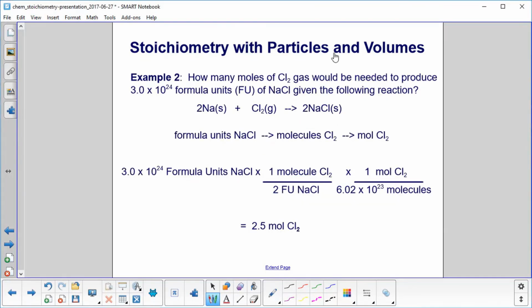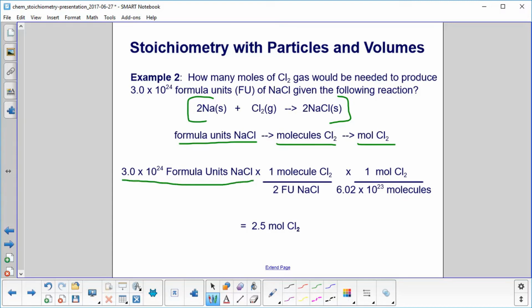Example number 2. How many moles of chlorine gas would be needed to produce 3.0 times 10 to the 24th formula units of sodium chloride given the following reaction? This is a balanced chemical equation. We have sodium plus chlorine gives us salt. What we're converting here are formula units of sodium chloride to molecules of chlorine gas, and then how many moles of that? So here's our formula units of sodium chloride.